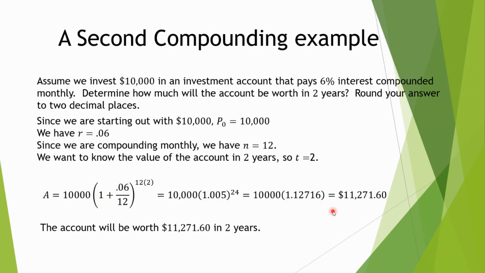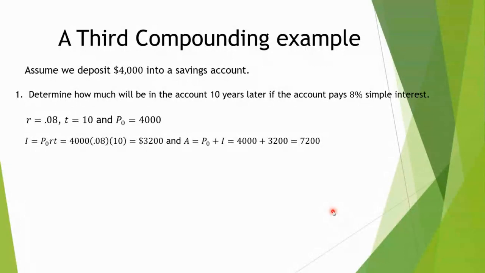Okay, so we have that example. Good. All right. And then we have another one. So now let's put $4,000 into a savings account, okay? Okay, first let's consider if it was paying 8% simple interest. Wait, sorry, let me read the question. Determine how much will be in the account 10 years later if the account pays 8% simple interest.